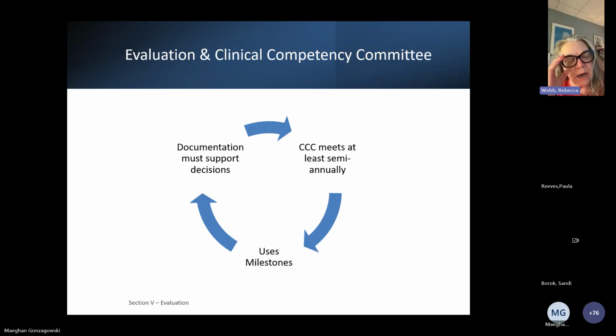These are the things that any site visitor is going to uphold. So make sure your documentation supports any decisions that your CCC has. So if you decide to put somebody on a PIP, and your CCC minutes are not complete and don't show that the CCC decided that they were going to put this resident on a performance improvement plan, then you could get cited for that. You have to make sure that you're documenting all decisions that were made and then following through on that. And then, of course, putting your milestones into the ACGME website at the times in which it is required. Next slide.